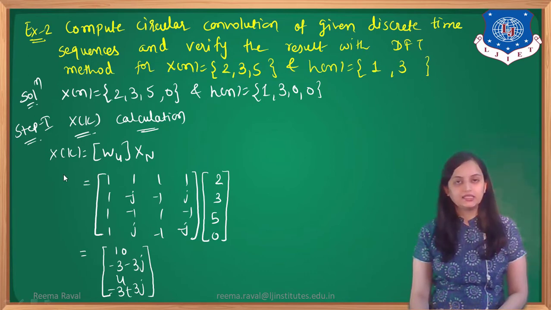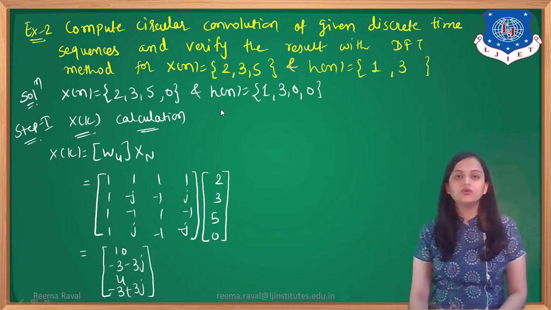In this second example, the data given is to compute the circular convolution of given discrete time sequences, and it is asked to verify the result with the DFT method, for x of n, which is given as 2, 3, 5, and h of n, which is given as 1, 3. Now here the values are given, x of n and h of n having 3 and 2 elements respectively.